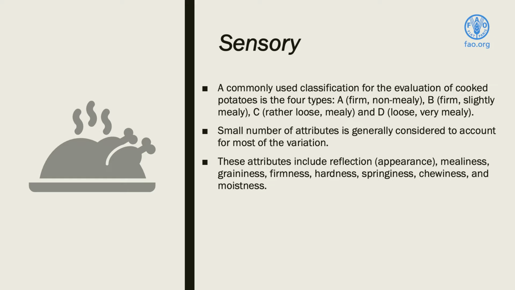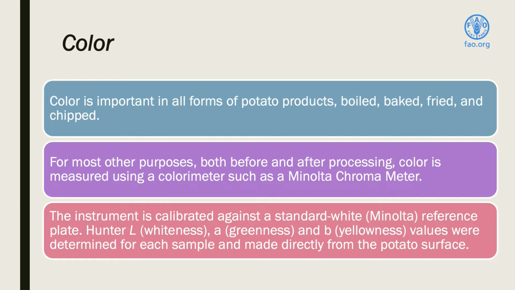A commonly used classification for evaluation of cooked potato has 4 types: A. Firm, non-mealy; B. Firm, slightly mealy; C. Rather loose, mealy; and D. Loose, very mealy. A small number of attributes is generally considered to account for most of the variation. These attributes include dryness, leanness, graininess, firmness, hardness, springiness, chewiness, and moistness.